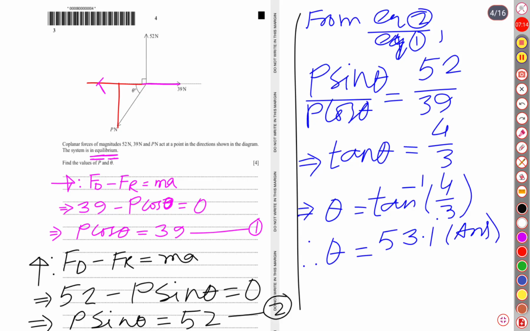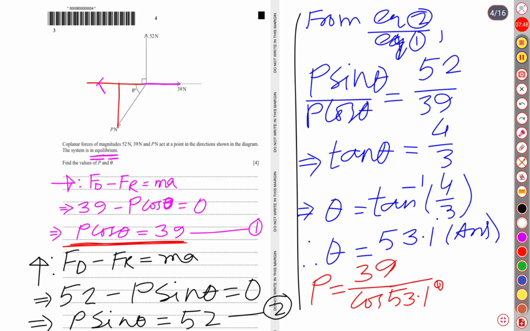But we should not forget that they told us to find the value of P as well as theta. So we have got the value of theta. Now simply we can write the value of P. Hence P is equal to, from here we can pick up this equation, P equal to 39 over cos theta. Cos theta stands for cos 53.1 degrees. Hence our P is going to be, let it be the final step.